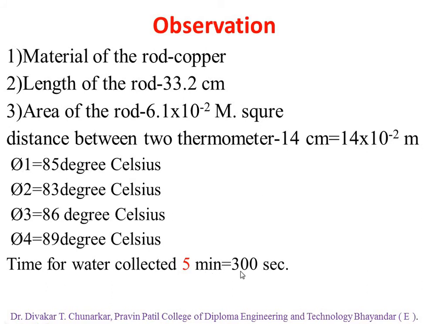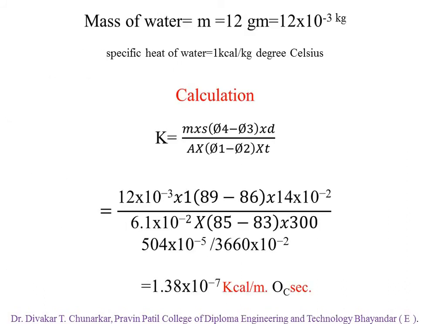Time for water collected is 5 minutes, so 5 minutes equal to 300 seconds. After that, mass of water equal to 12 gram, so 12 into 10 to the power minus 3 kg, because this gram is converted into kg. Specific heat of water, we know that it is 1 kilocalorie per kilogram degree Celsius.